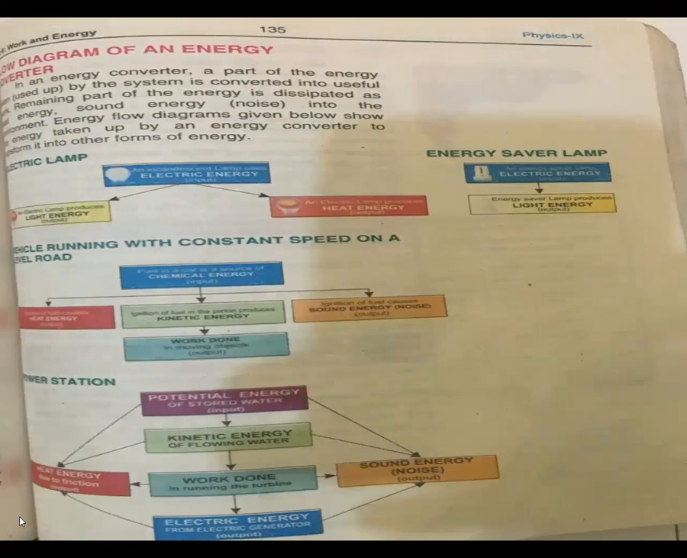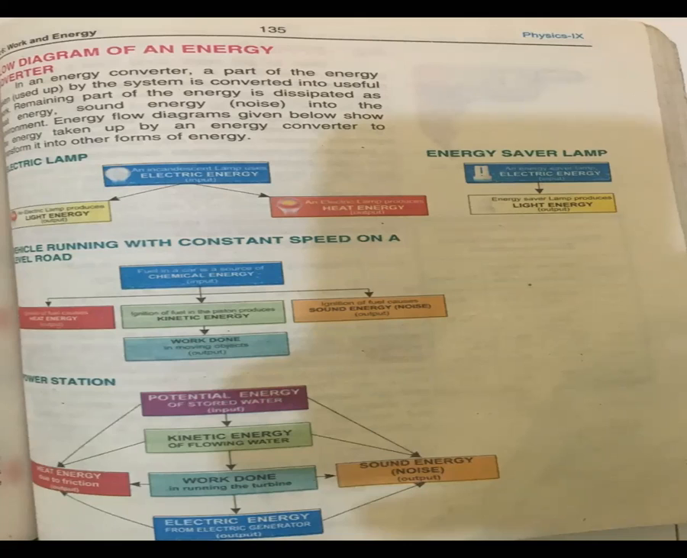Next is the flow diagram of an energy converter. This is on page number 135 of your 9th class textbooks. In an energy converter, a part of the energy taken in is used up by the system and converted into useful work. The remaining part of the energy is dissipated as heat energy, sound and noise into the environment.